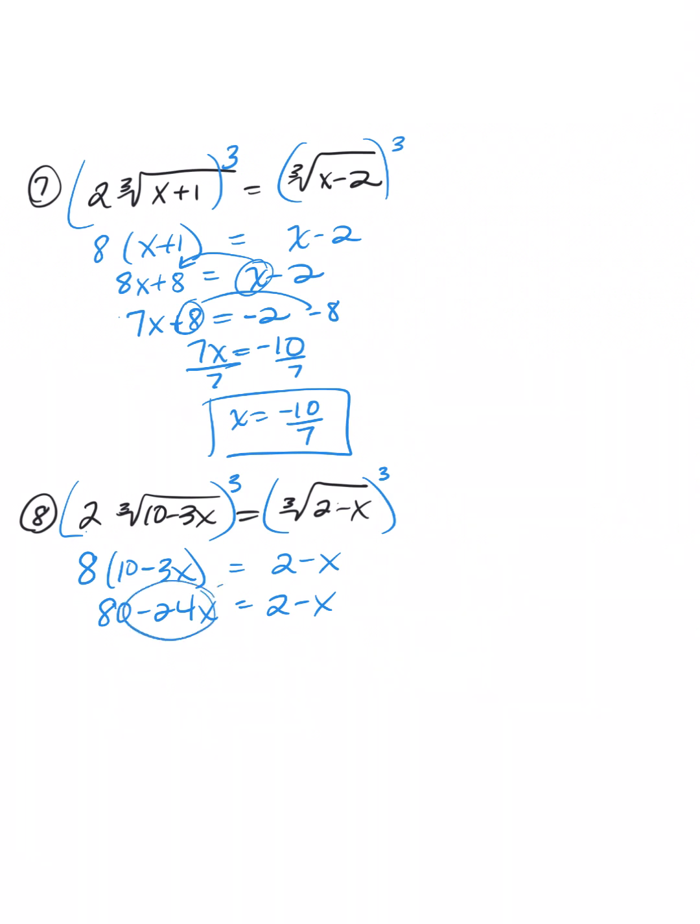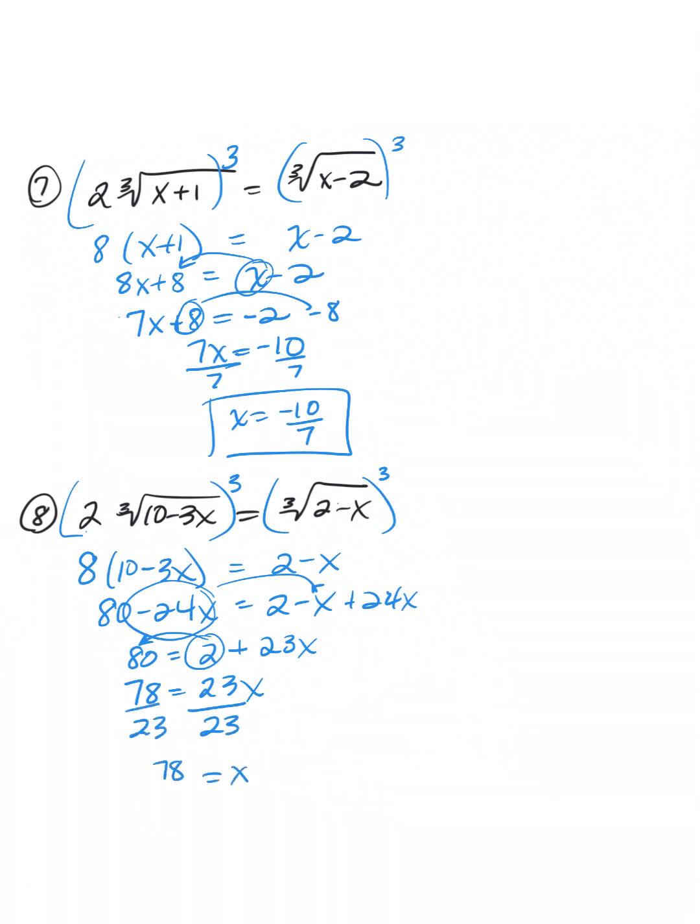If I move that 24x over, I'm going to be adding 24x, right? So 80 equals 2 plus 23x. Move the 2 over here by subtracting, so that'll be 78 equals 23x. Divide by 23. It's gross, it's ugly, but it can't be reduced, so let's just leave it as 78/23. And that's all there is to it.